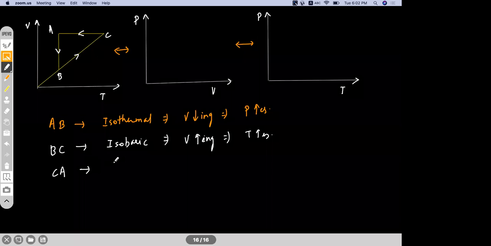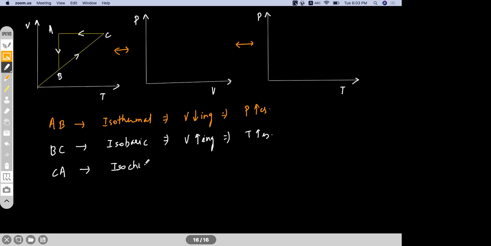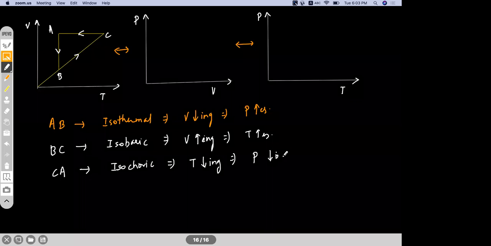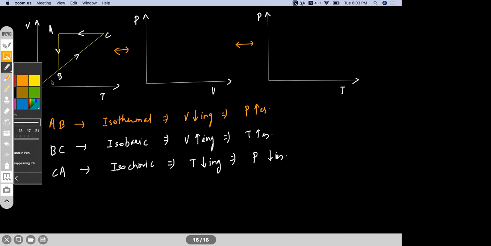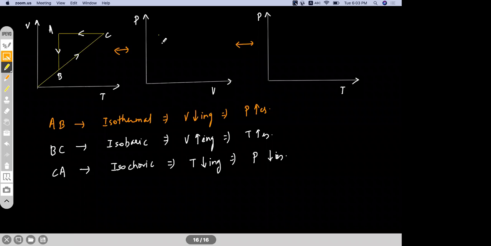CA is isochoric. Temperature is decreasing, volume constant, and pressure is also decreasing here. This is the information we have with the given graph. Correct? Now, A to B is isothermal, so this graph will go like this in the PV graph. But since pressure is increasing, we must have A over here and B somewhere here so that the pressure increases like this.